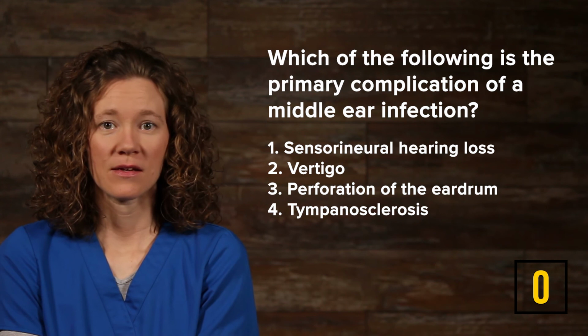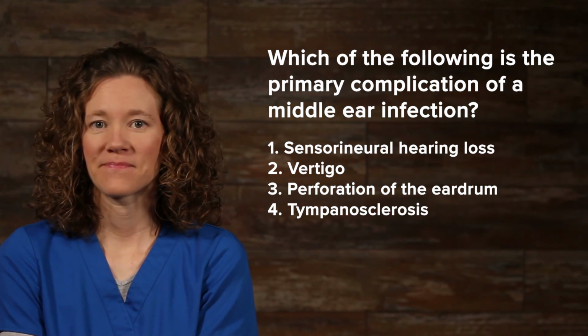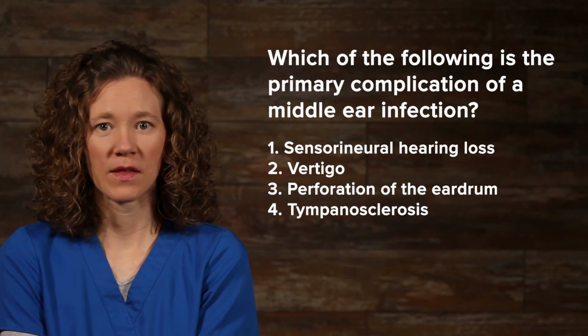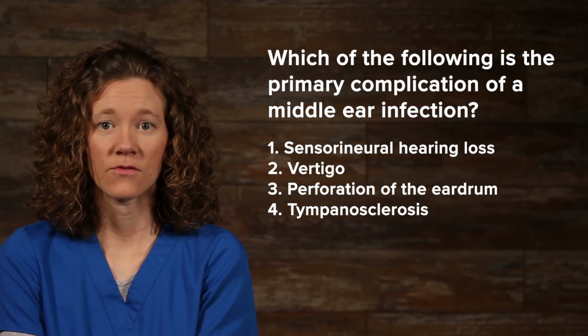If you chose 3, perforation of the eardrum, you're right. Sensorineural hearing loss results from interference with conduction in the inner ear. Vertigo results from an infection that has spread to the inner ear. Tympanosclerosis is caused by repeated ear infections. Thus, perforation of the eardrum and conductive hearing loss are the primary complication of a middle ear infection.